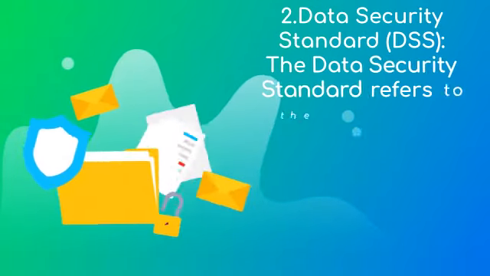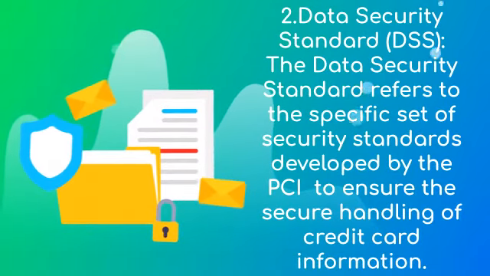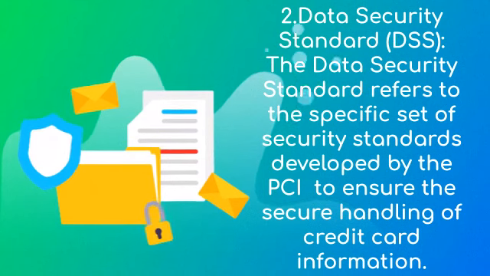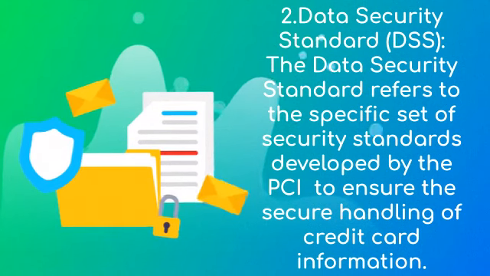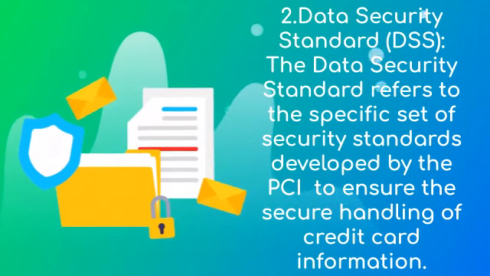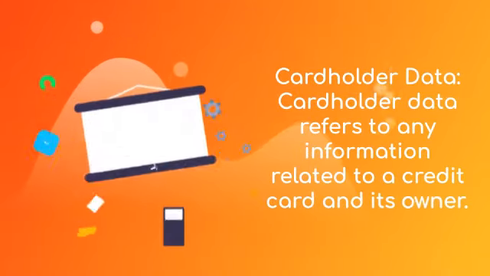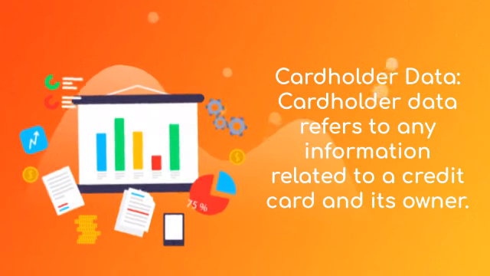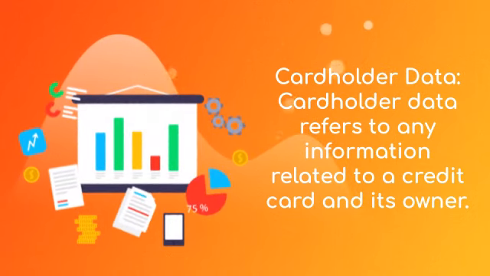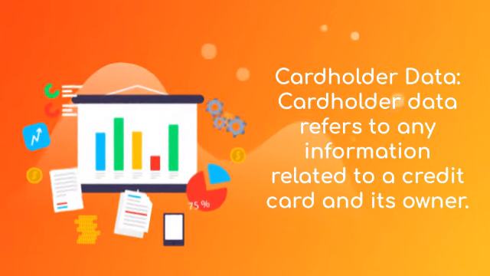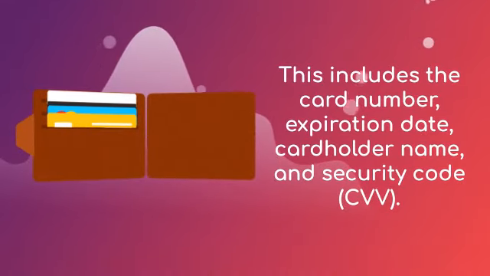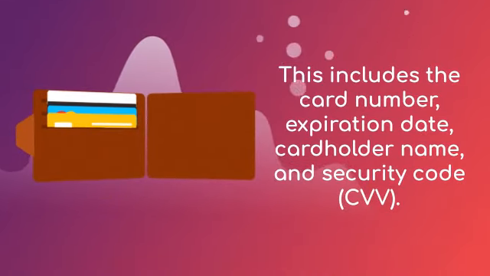2. Data Security Standard, DSS. The Data Security Standard refers to the specific set of security standards developed by the PCI to ensure the secure handling of credit card information. Cardholder data. Cardholder data refers to any information related to a credit card and its owner. This includes the card number, expiration date, cardholder name, and security code, CVV.